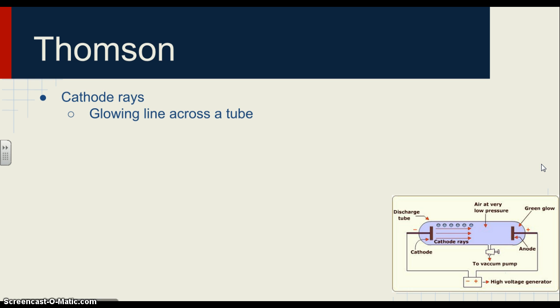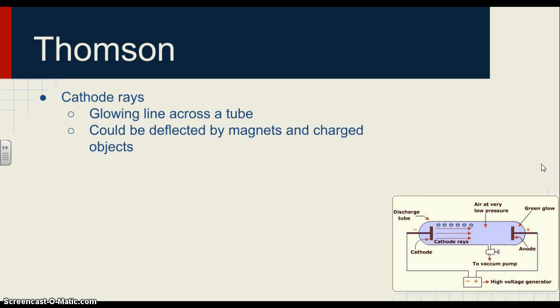Now, this line, they didn't exactly know what it was, but they did know that it could be bent by magnets or charged objects. For example, they saw that if you bring a negatively charged object towards the glowing line, it would bend away from it. Instead of going straight across, it would bend. And from what they knew about electricity, they knew that whatever made up this glowing line had to also have a negative charge, because like charges repel.